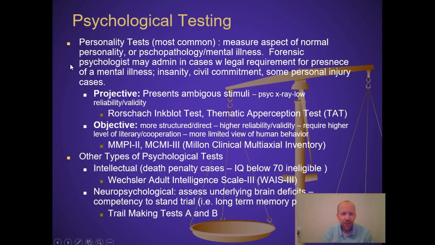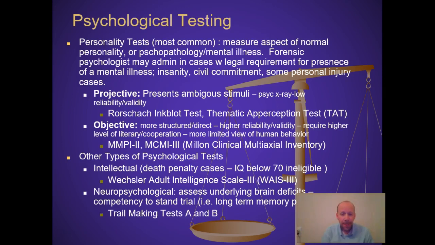Some of the common tests we use are clinical-based scales. They're used in clinical psychology. They're also used in forensic psychology. Personality tests are the most common, measuring aspects of normal personality, or psychopathy, mental illness. Forensic psychologists may administer them in cases with legal requirements for the presence of mental illness, insanity, civil commitment, and some personal injury cases also. So it is the most common form, and the MMPI-2 is probably the most commonly used clinical scale you're going to see.